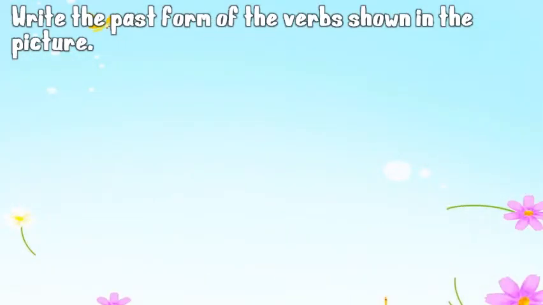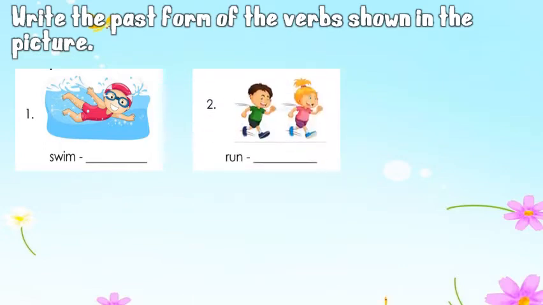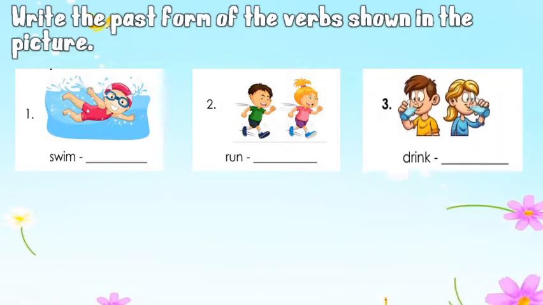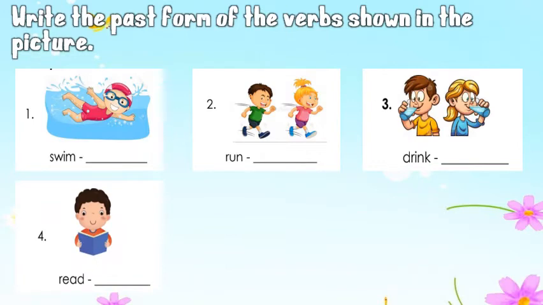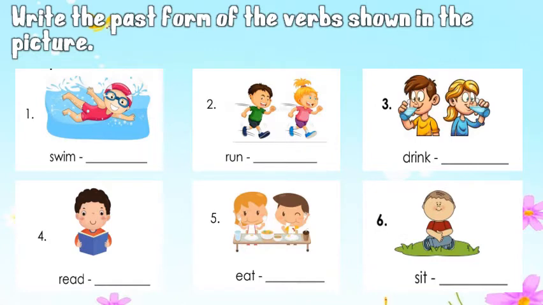For the third activity, you have to write the past form of the verb shown in the picture. For number 1, swim. Number 2 is run. 3 is drink. 4 is read. Number 5 is eat. And number 6 is sit. Write your answer on a piece of paper.